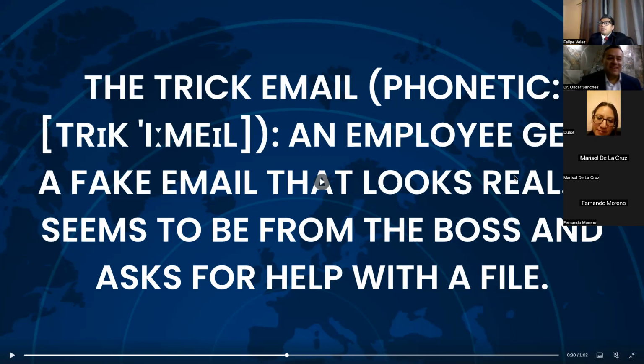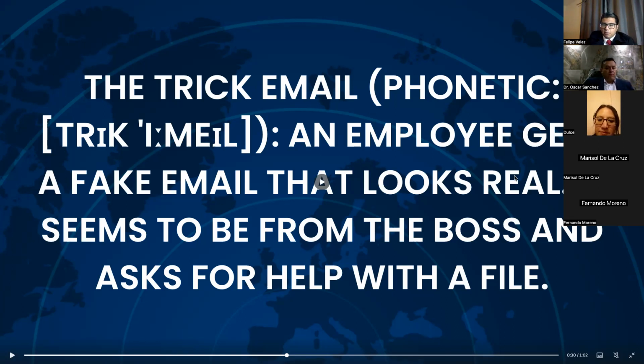The trick email. An employee gets a fake email that looks real. It seems to be from the boss and asks for help with a file. Así se explican las cosas en juzgado: en presente, como si lo estuvieras viviendo en ese momento, para que el juez entienda la narrativa. Nunca se cuentan las cosas en pasado a menos que ya vayas a echarle la culpa a alguien.